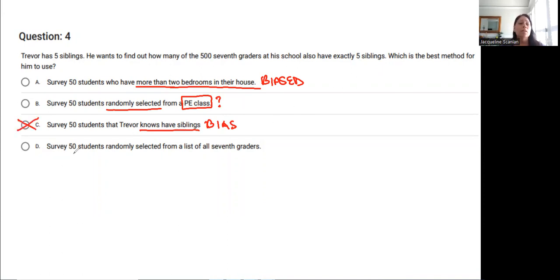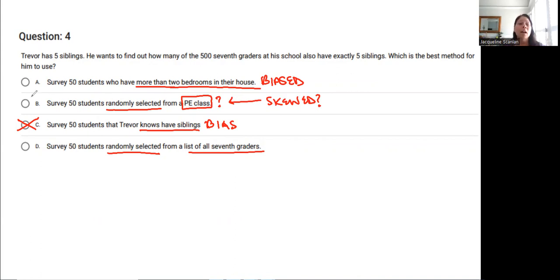And finally, answer choice D says survey 50 students randomly selected from a list of all 7th graders. Well, I like that one better than the ones randomly selected from a PE class. It's not that the results are necessarily going to be skewed, right? I don't know that people who take PE are any more or less likely to have siblings, but it's still not representative of the entire population. It's only representative of those kids who happen to be in PE class.